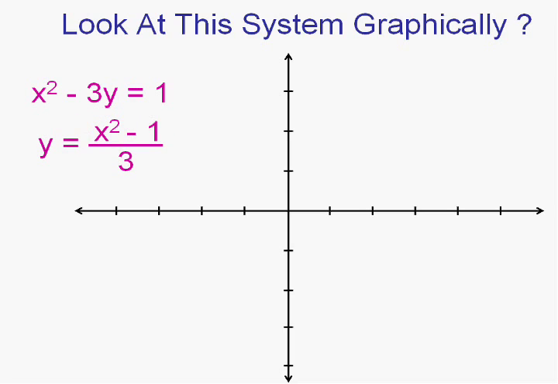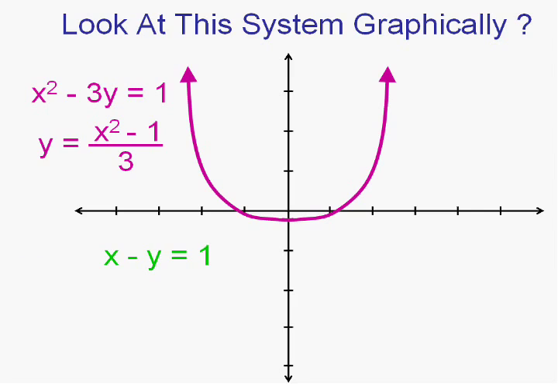And that's what it would be if you solved it for y. And if we graphed it, it would look like this. Now the green line, of course, we'd have to solve that for y also, would equal x minus 1. And if we graph that, that's where that would be.